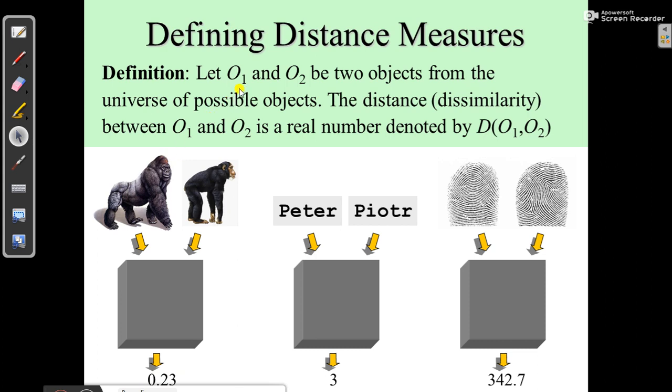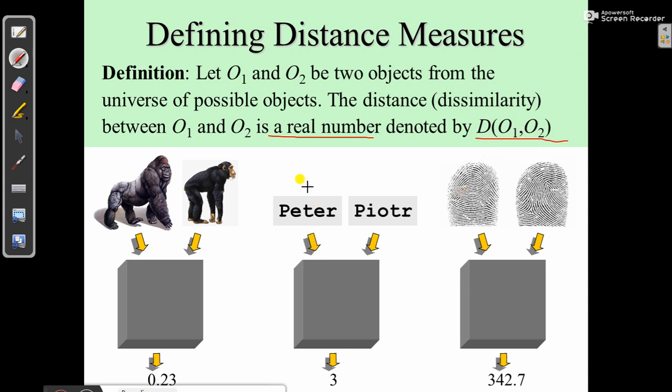So, definition, distance measure. Suppose let O1 and O2 be two objects from the universe of possible objects. The distance, here we are talking about dissimilarity. When we talk about distance, then we are talking about dissimilarity between O1 and O2 is a real number. That is a very important point. Denoted by d of O1 and O2. It is a function, this distance function, of O1 and O2.